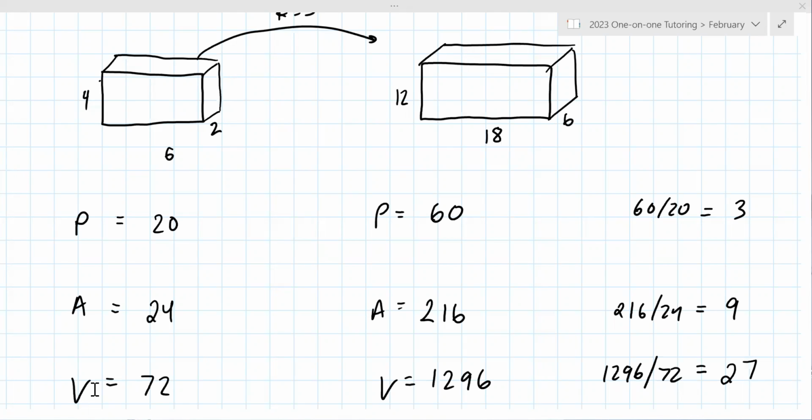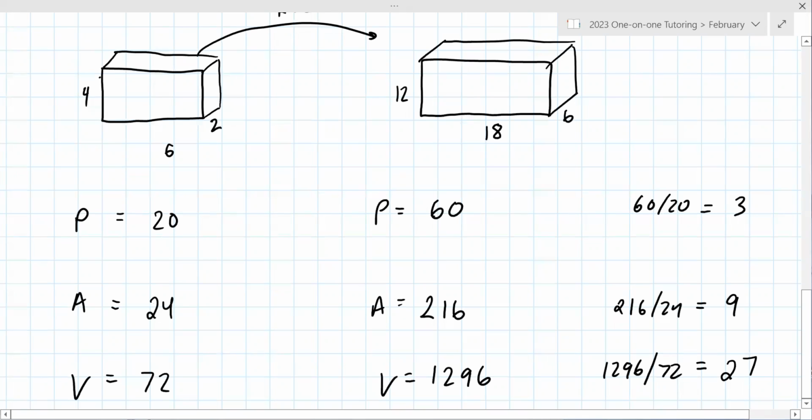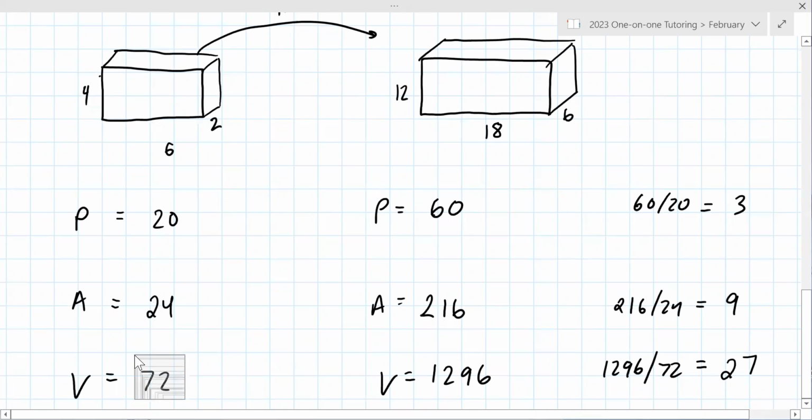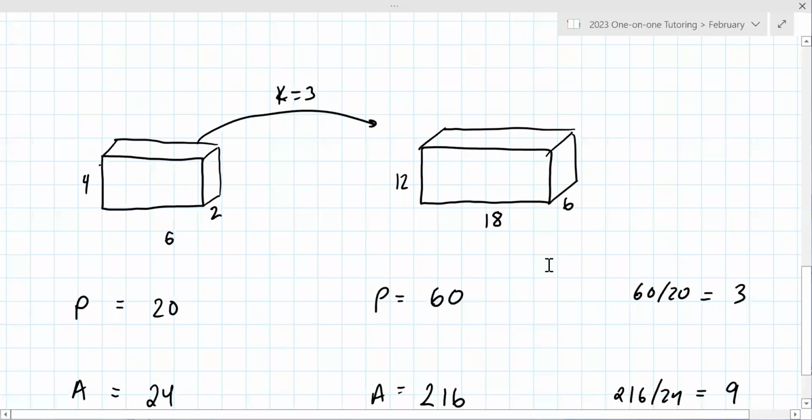4 times 6. Okay, so the issue is this is 48. This is supposed to be 48. Oh, I did another 4, sorry. So do 1,296 divided by 48, which is 27. So how did I know these in advance?